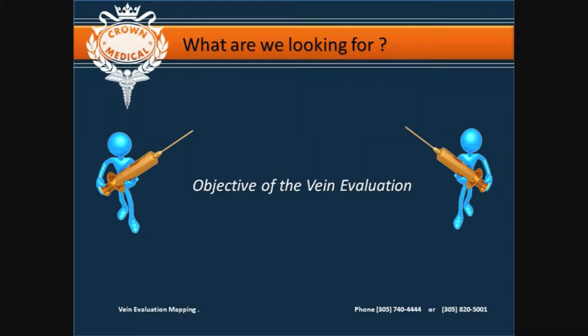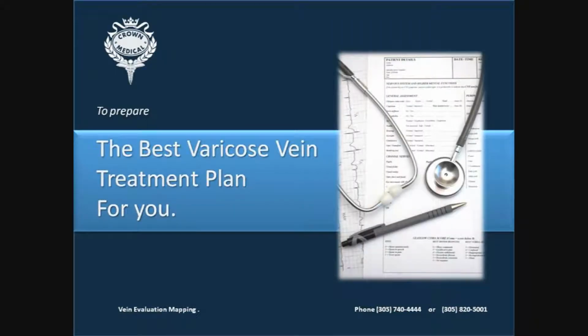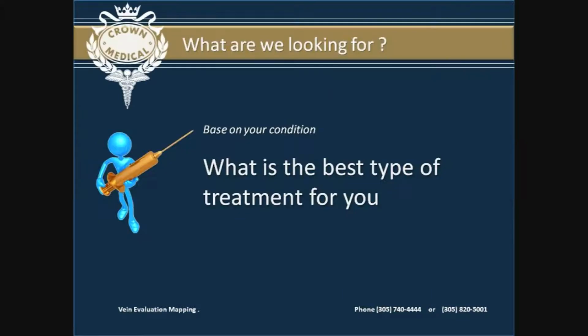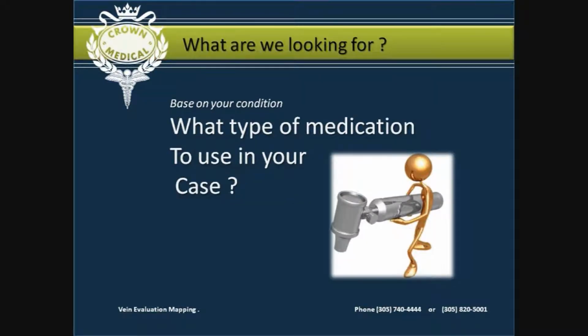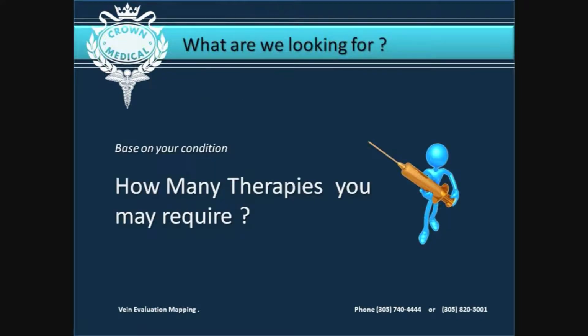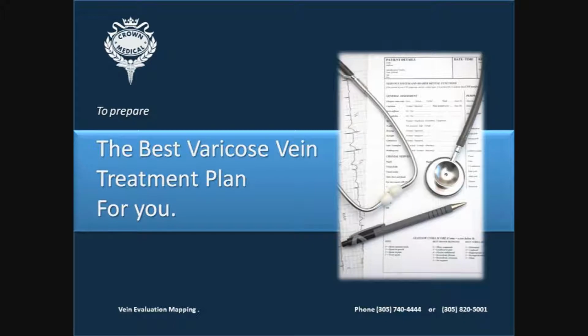The objective is to study your case specifically, to come up with the best varicose vein treatment plan available. In order to do this, we need to determine the best type of treatment for you. We need to know what area we should start with. We need to know what medication to apply in your case, based on the color of your skin or the type of varicose veins that you have. All this information will also tell us how many therapies you will require. In essence, we're trying to maximize the results of the sclerotherapy by creating the best varicose vein treatment plan for you.